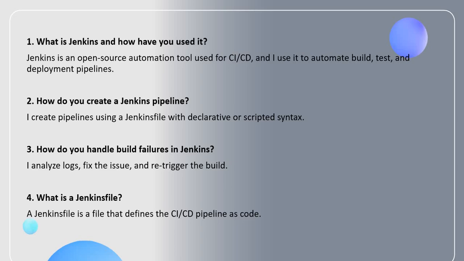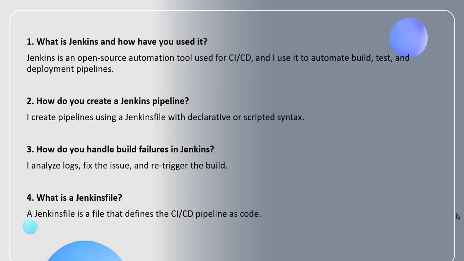2. How do you create a Jenkins pipeline? Answer. I create pipelines using a Jenkins file with declarative or scripted syntax. Jenkins file is like a script where I define all stages like build, test, and deploy. 3. How do you handle build failures in Jenkins? Answer. I analyze logs, fix the issue, and re-trigger the build. First, I check what failed, then fix the error and run the pipeline again.